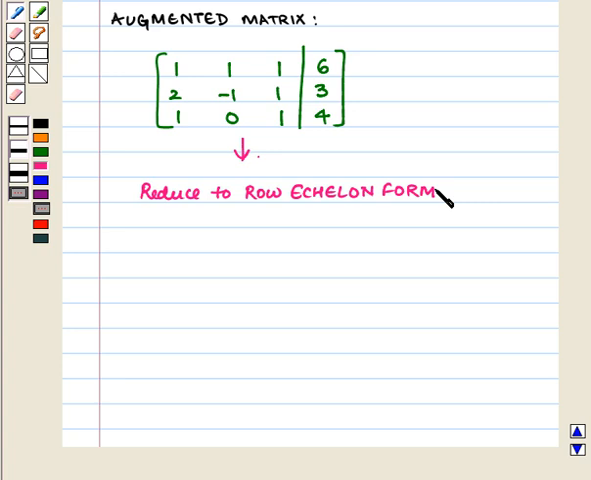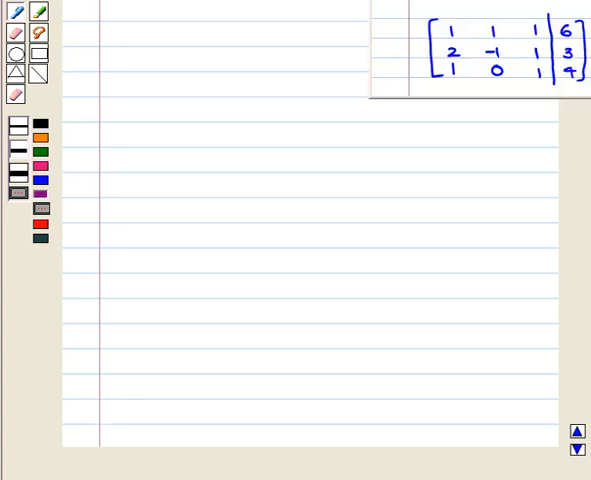using elementary row operations. For this, we have to make all entries below the first non-zero entry in that column 0, and the leading entry should be 1. So we start with the first row. Here the leading entry is already 1. Now we have to make all entries below 1 in the first column 0.